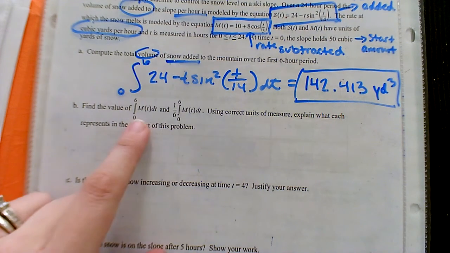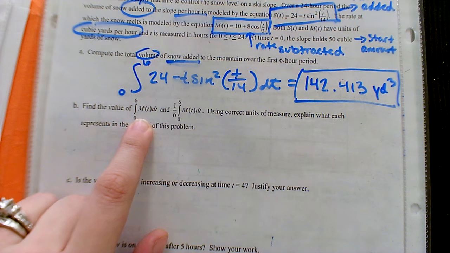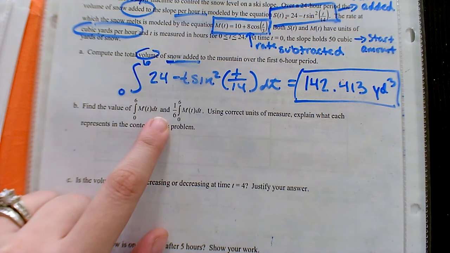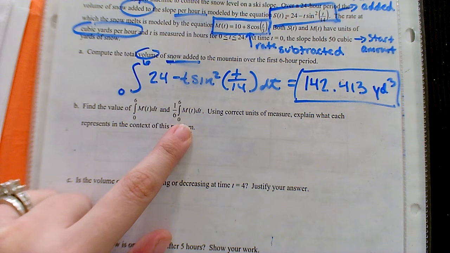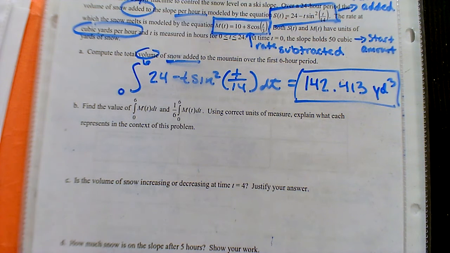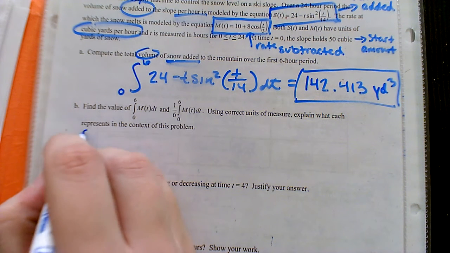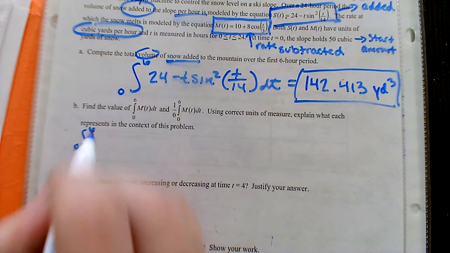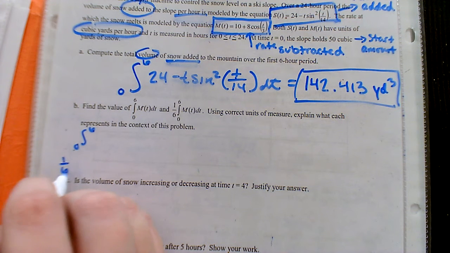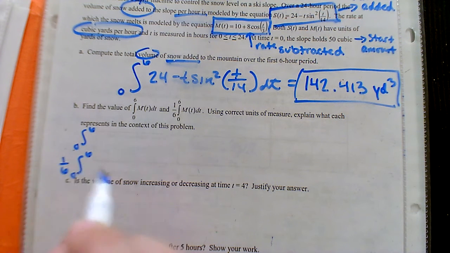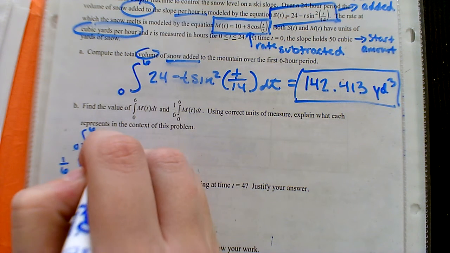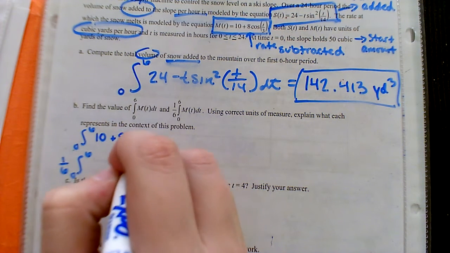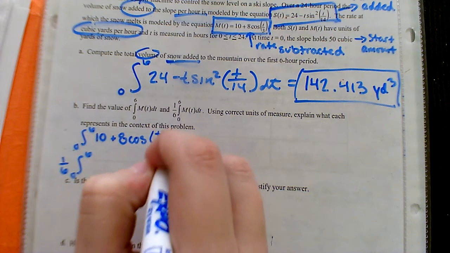Find the value of the integral from 0 to 6 of the m function, but also 1/6 times the integral from 0 to 6 of the m function. So kind of a little bit more calculator work. I think you guys can do these. We're going to type in each one separately to get their value. The m function was the losing snow value or rate.